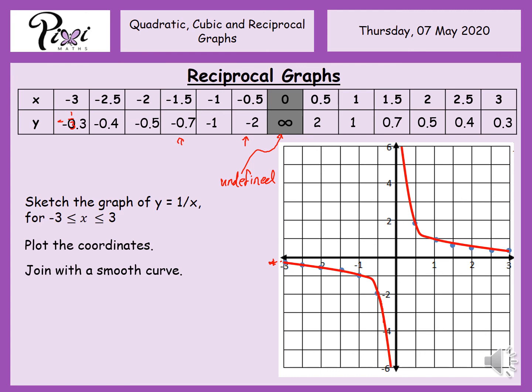So you can see as well at 0 it doesn't actually hit the axis, it just goes close, and it goes close down here as well, but it doesn't actually cross the axis. So it's not a continuous line or reciprocal graph.